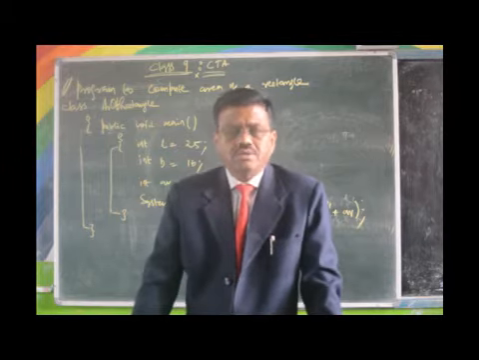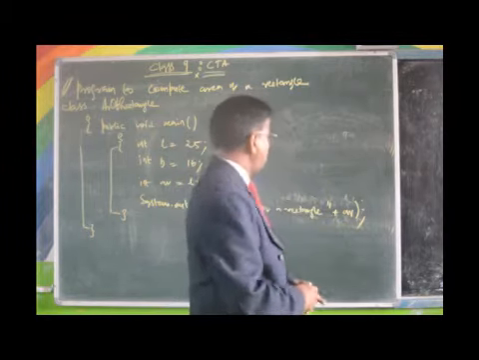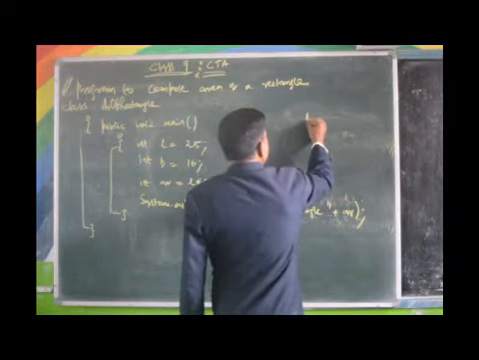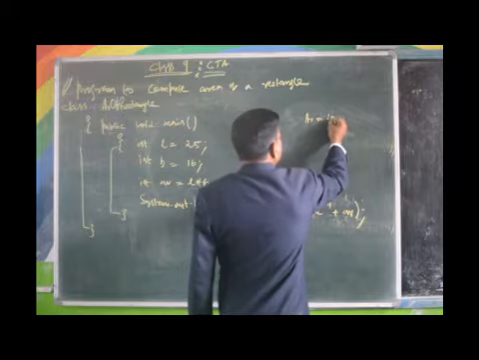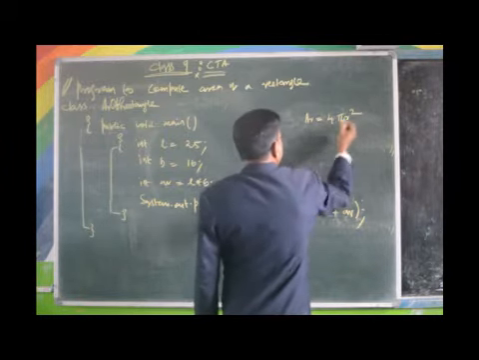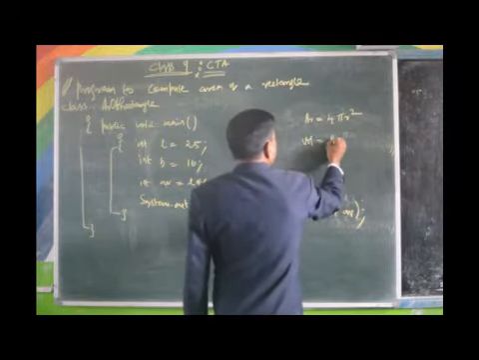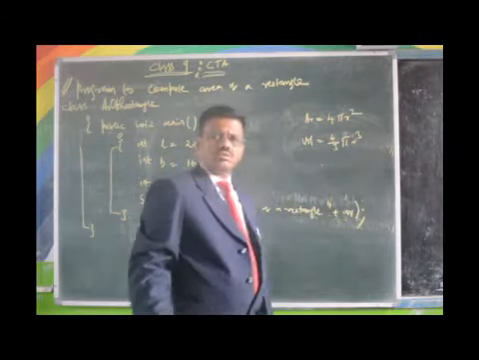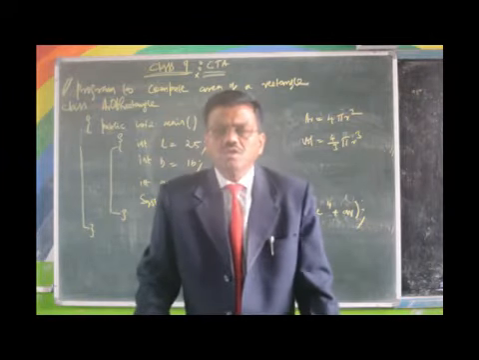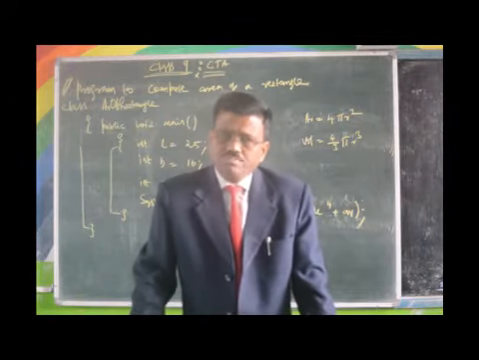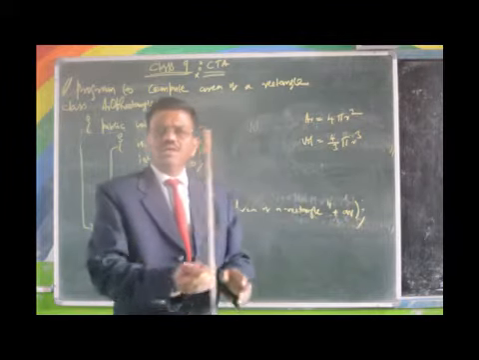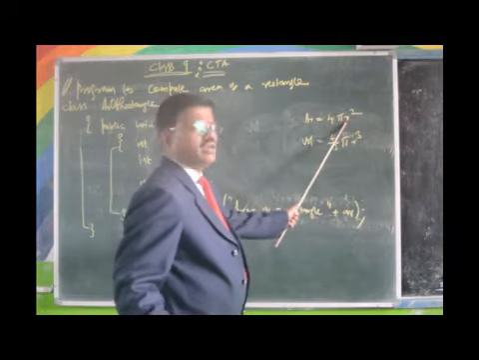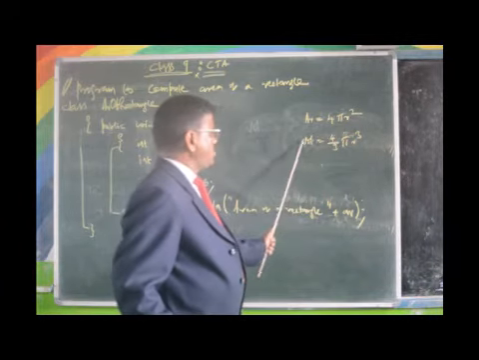S-P-H-E-R-E. Right? The area of a sphere is what? 4 pi r square. Volume of a sphere is 4 by 3 pi r cube. You can copy down. What did you write just now? Write a program in Java to compute area and volume of a sphere. This is the formula of the area of a sphere and this is the volume of a sphere.